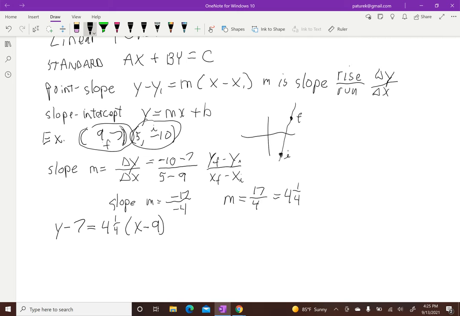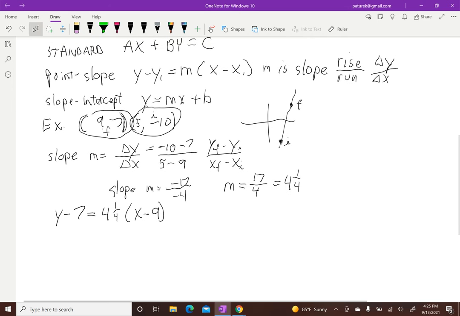I could have written the same expression using the other point in point slope form. That would look like y minus negative 10, which means y plus 10 is equal to 4 1/4, open parentheses, x minus 5, close parentheses. Even though these don't look identical, they are. With a little bit of tweaking, massaging, rearranging, these work out to both be the point slope form of a straight line passing through both of these 2 given points.